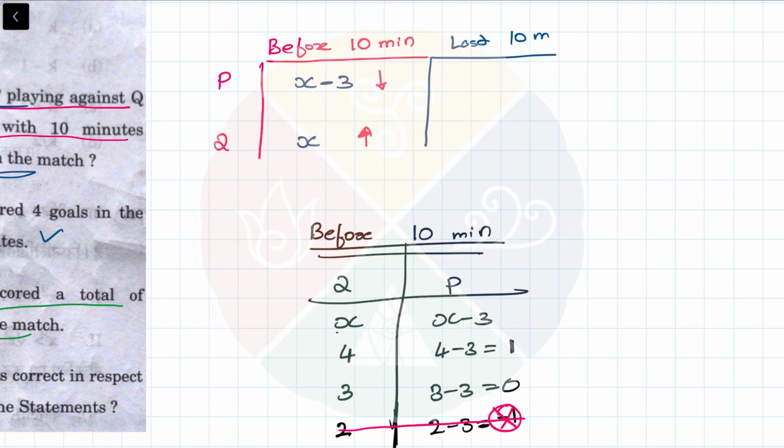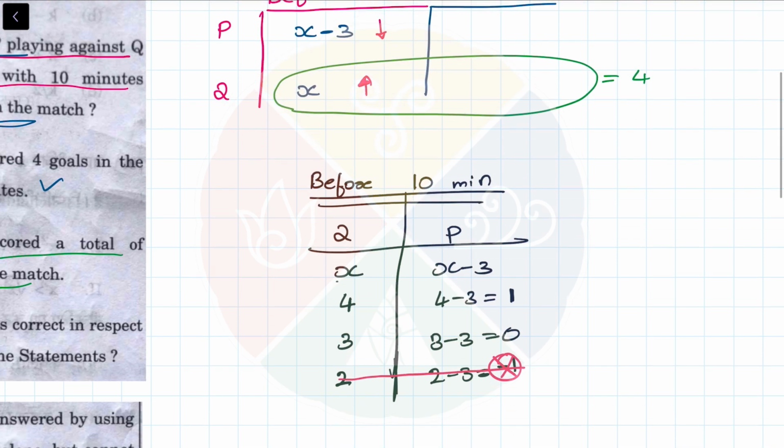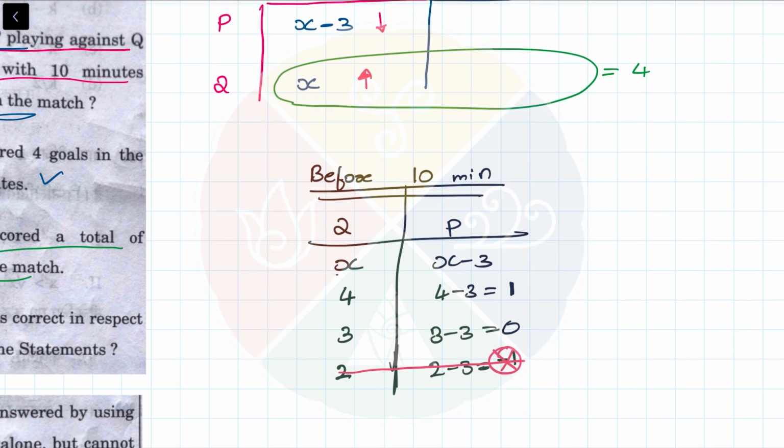So in total, adding all the values, Q could get 4 goals in the entire game. Of course, we know that in the last minute we cannot take Q as 2, because we don't want the negative value. So there are actually 2 cases which will form because of this.